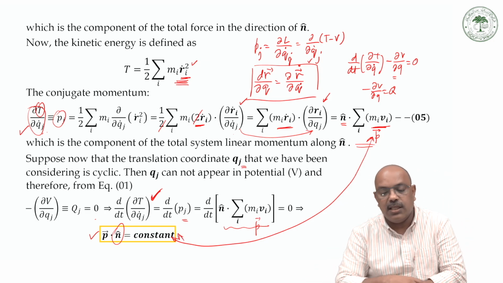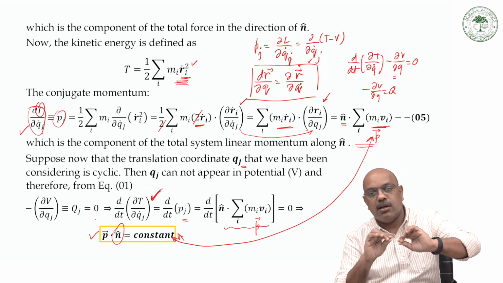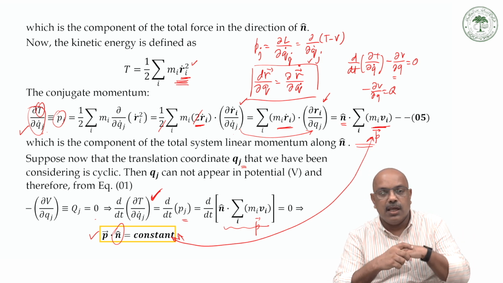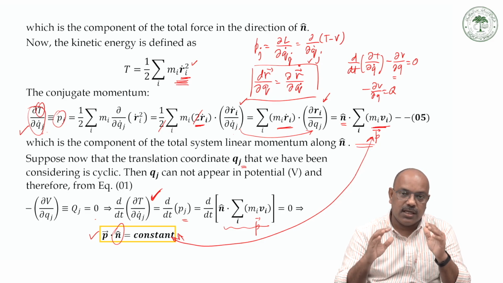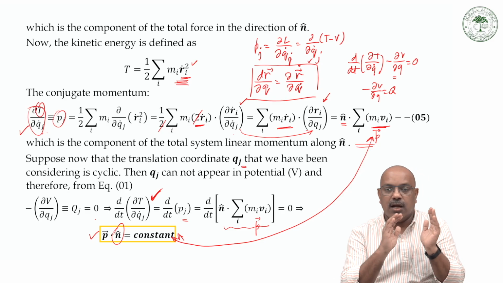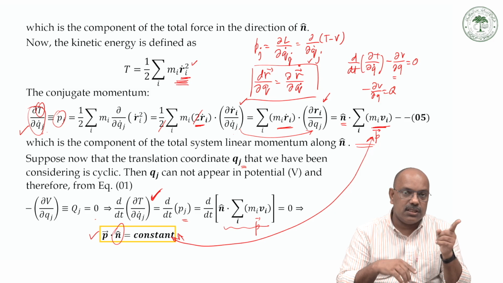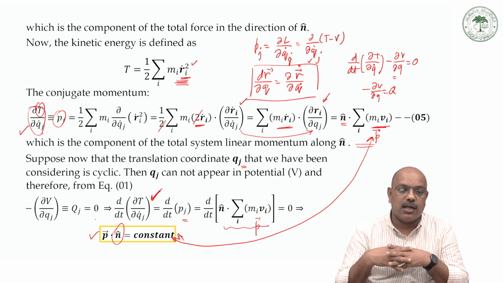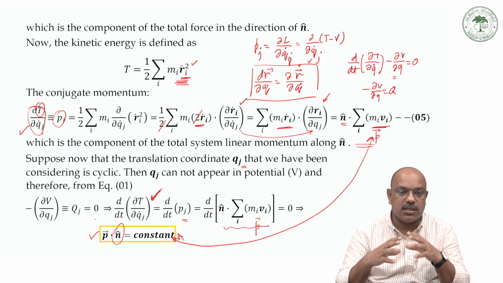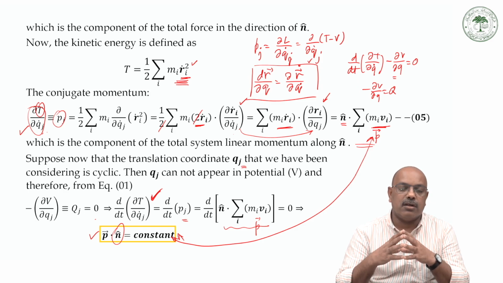So we have seen the translation of the system in configuration space from one point to another point. Considering that the kinetic energy is not affected by the translation, and the potential is independent of the generalized velocity, q is going to be a cyclic coordinate, and with this condition you see that the total linear momentum is a conserved quantity.